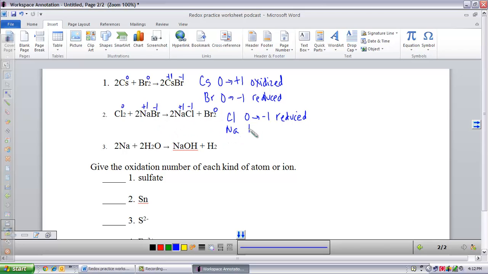Sodium goes from a +1 to a +1, so it doesn't do anything. It's called a spectator ion. It's not actually reduced or oxidized. And then bromine goes from a -1 to a 0. And if you think about that on a number line, then from a -1 to a 0 is actually going up. It's more positive. So bromine is oxidized.